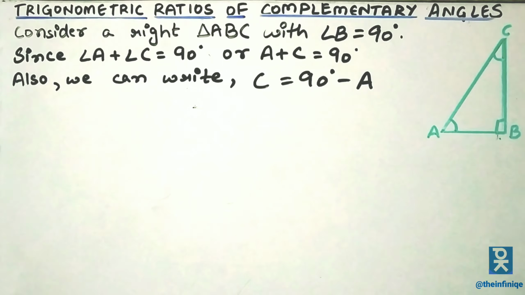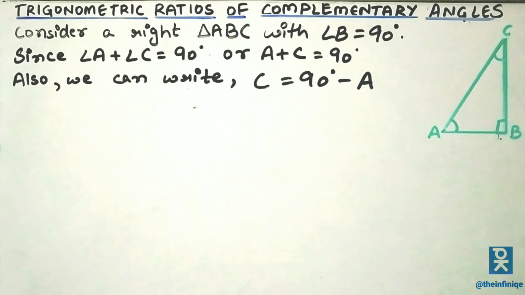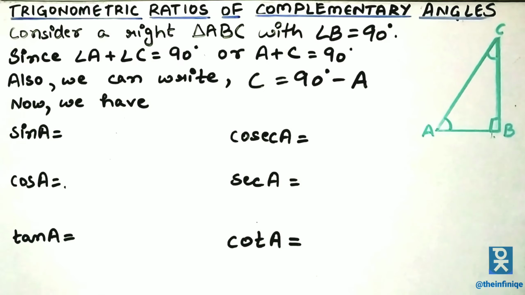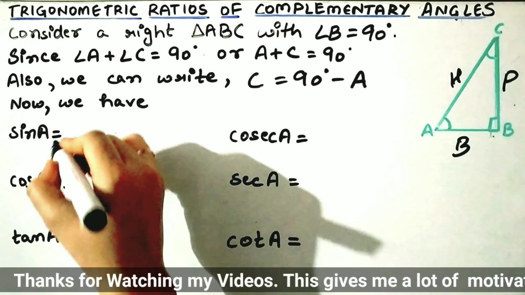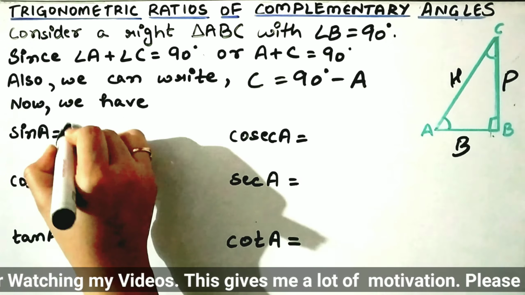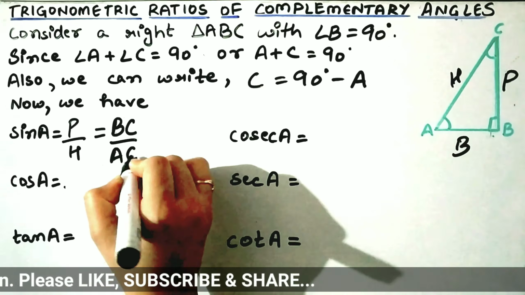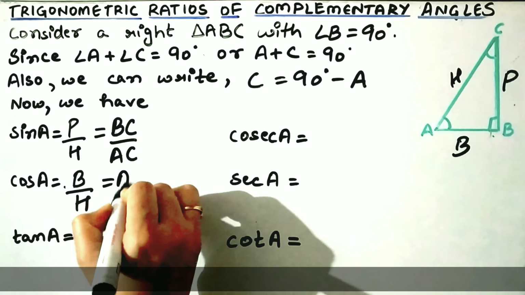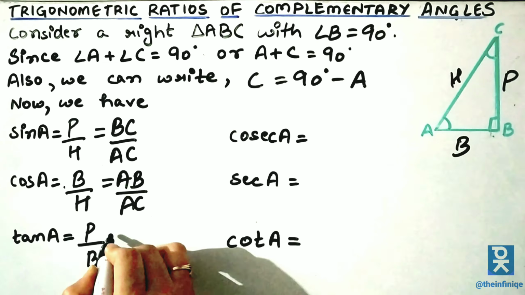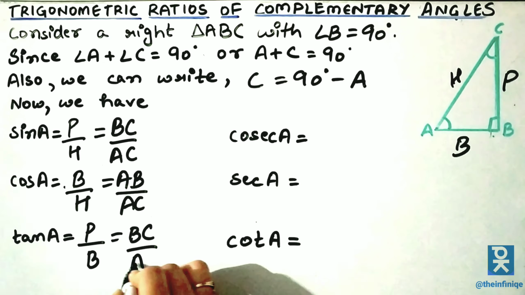Now we will find the trigonometric ratios one by one for angle A. For angle A, this is the perpendicular, this is the base, and AC is the hypotenuse. So sin A, which is equal to perpendicular upon hypotenuse, is equal to BC upon AC. Cos A, which is equal to base upon hypotenuse, is equal to AB upon AC. And tan A, which is equal to perpendicular upon base, is equal to BC upon AB.